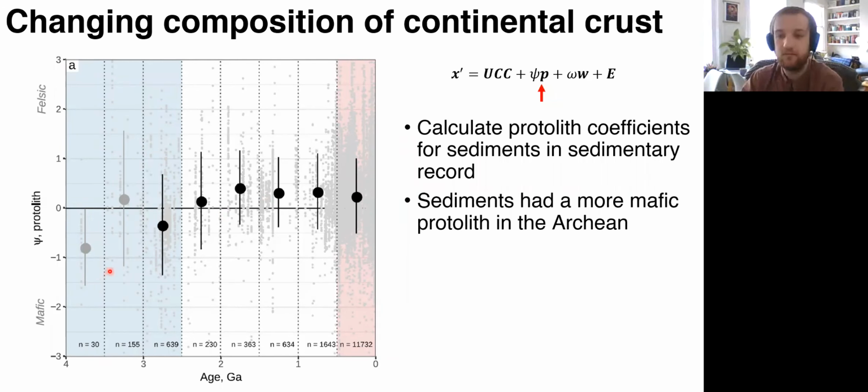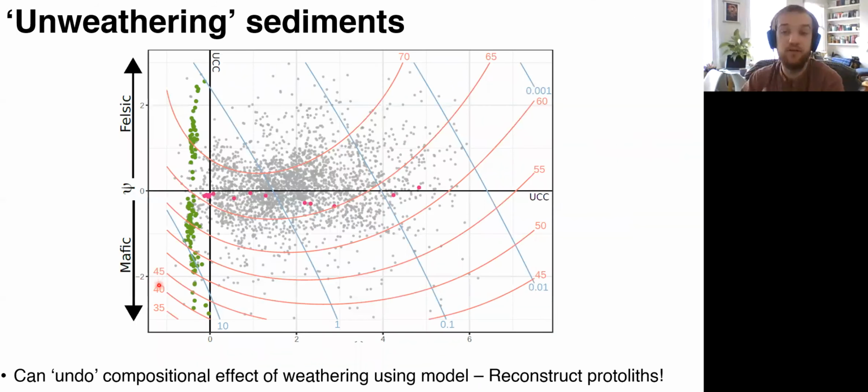But full disclosure, this is a fairly commonly observed effect. We can see it's more mafic in the past, more felsic now. What's really special about our method is that we can actually extract the full composition of the protolith back in time. So how can we use our model to extract the composition of the rocks they came from, the igneous composition? Well, firstly, let's just consider the composition of the sediment.